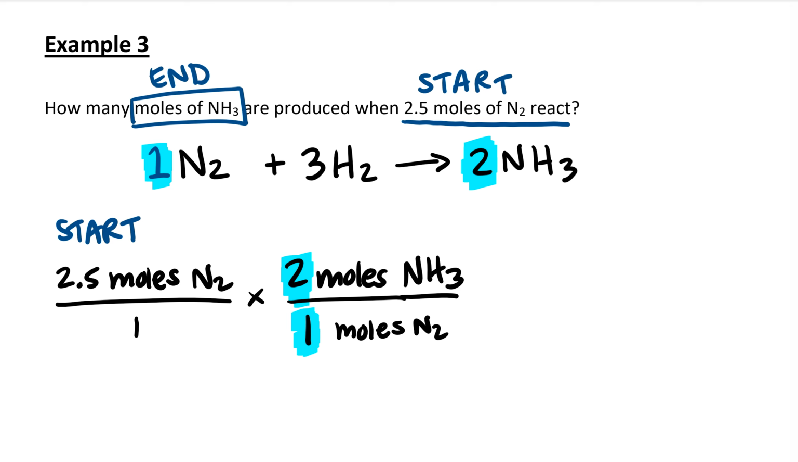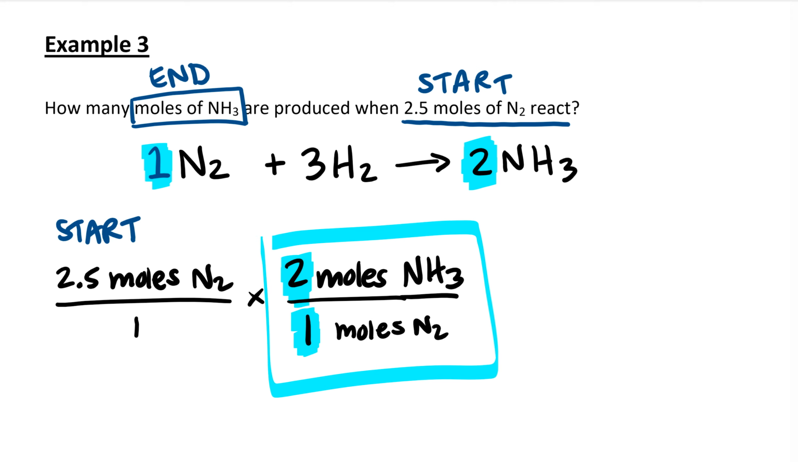When I have coefficient over coefficient, we call this a mole ratio. When you have moles over moles, we are comparing the moles of ammonia to the moles of nitrogen. That is the essence of what stoichiometry is. It's using mole ratios to convert between moles of one chemical and moles of a different chemical that happen to be in the same chemical reaction.